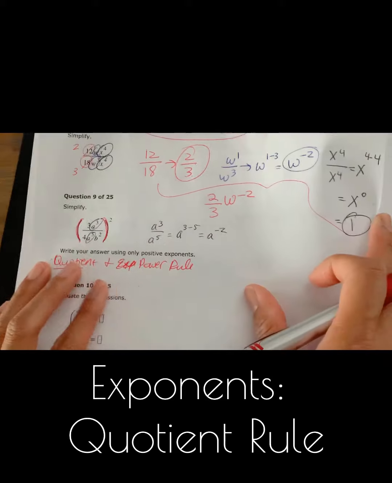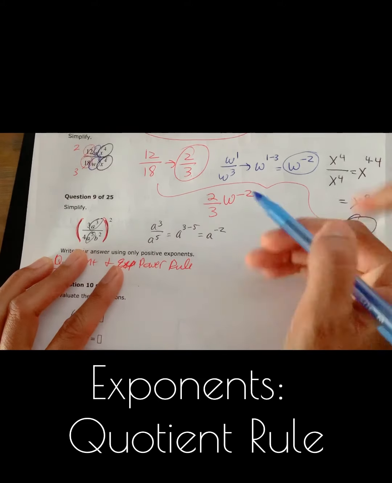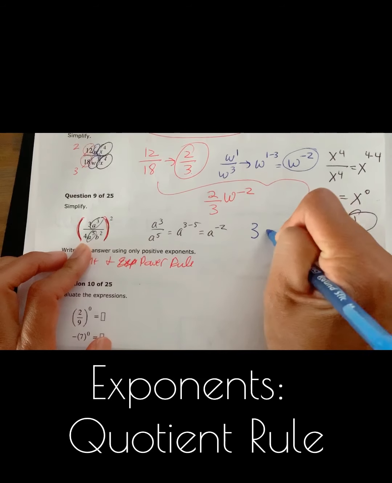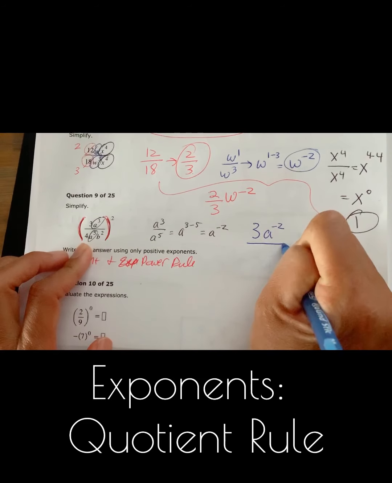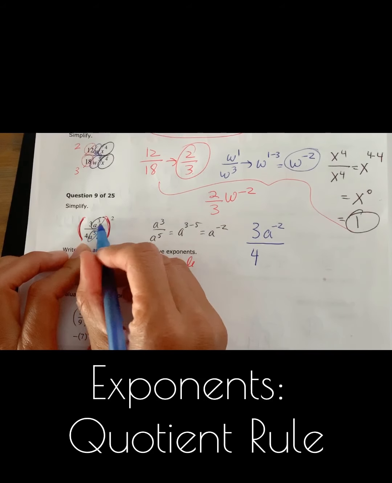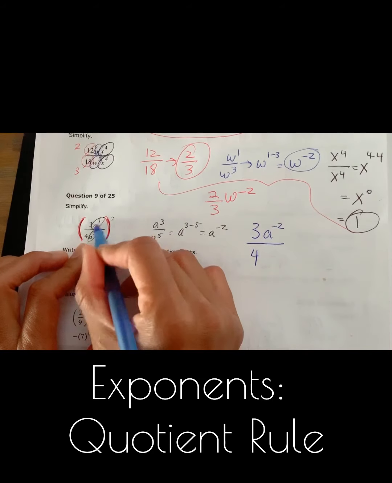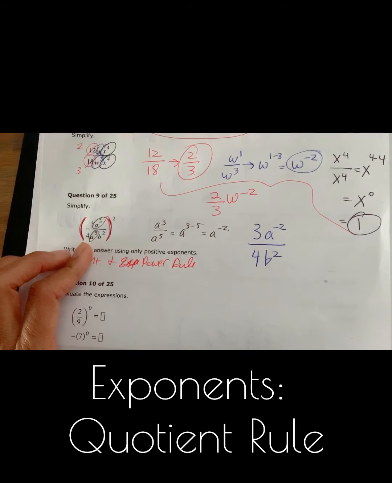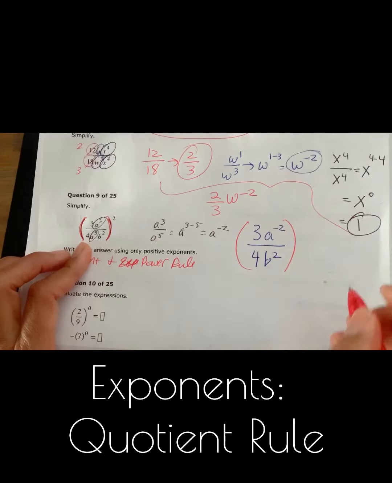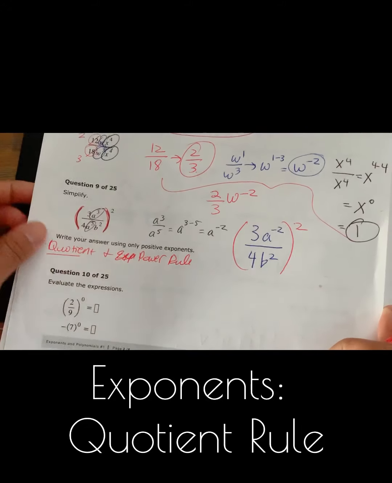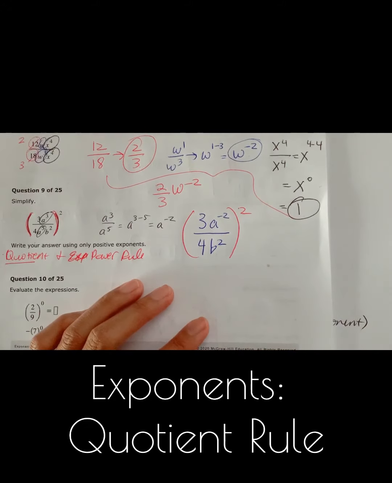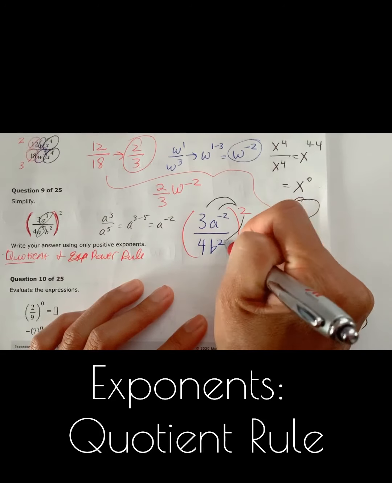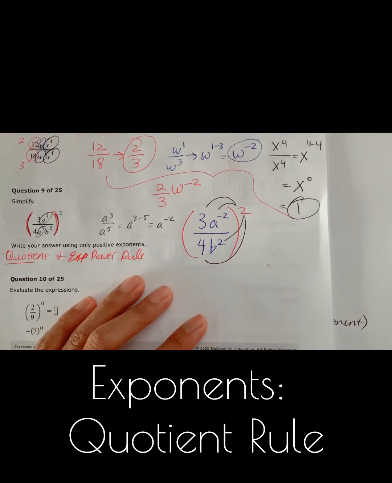So I can rewrite this problem now as 3 a to the negative 2 over 4, since a cubed over a to the 5th became a to the negative 2, then b squared. So that's what the parentheses simplified to. And now this is going to be raised to the second power. So now I'm going to use the power rule, and the power rule says that I am going to distribute this 2 into the parentheses to every single item.